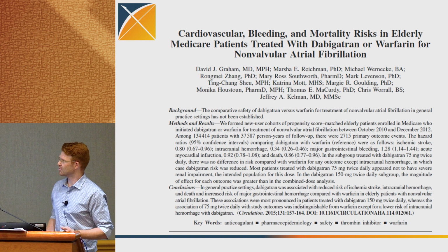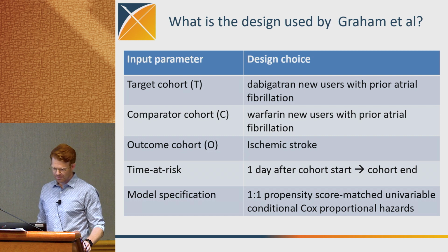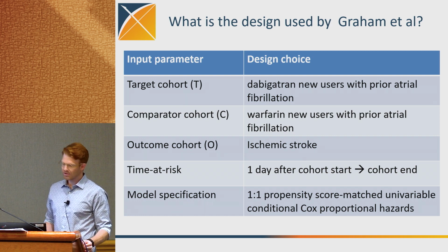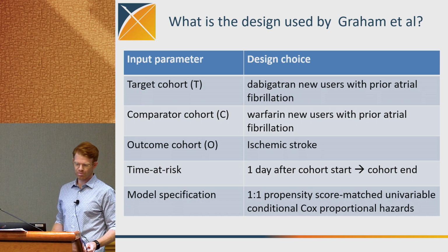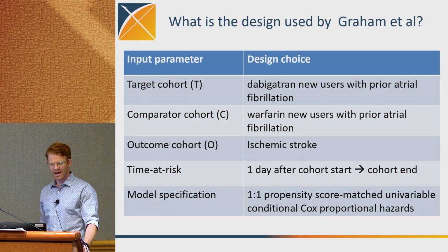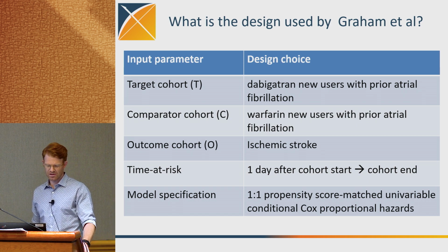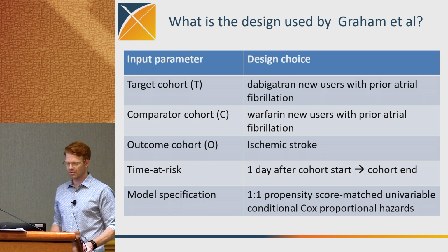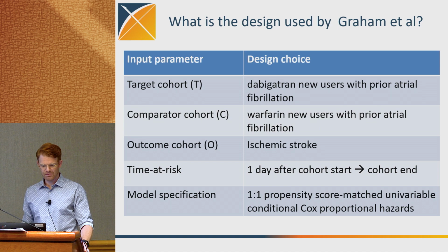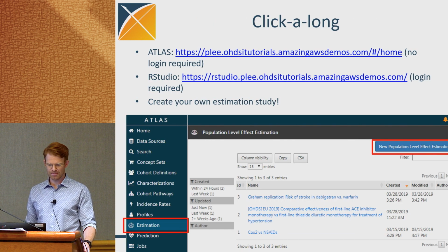You've seen this before. We just read it and tore it apart. And just as a reminder, our target cohort is dabigatran new users with prior atrial fibrillation compared to warfarin new users with prior AFib. We're going to look at the outcome of stroke from 1 day after the cohort start date to the cohort end date. And the model specification is a 1-to-1 propensity score matched conditional Cox proportional hazards model.